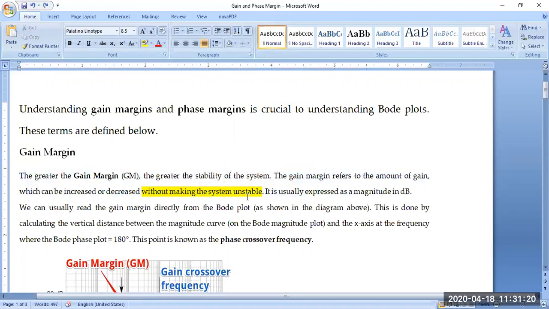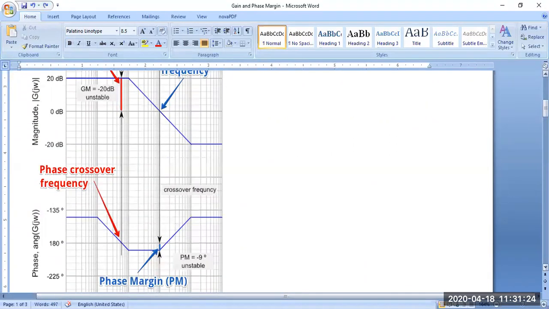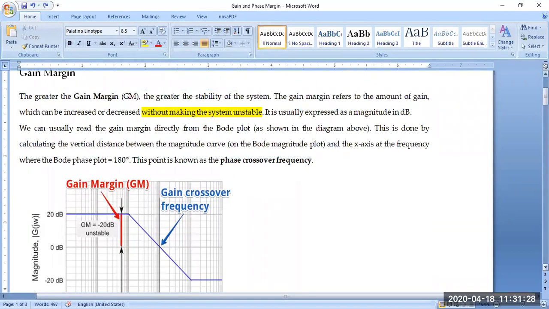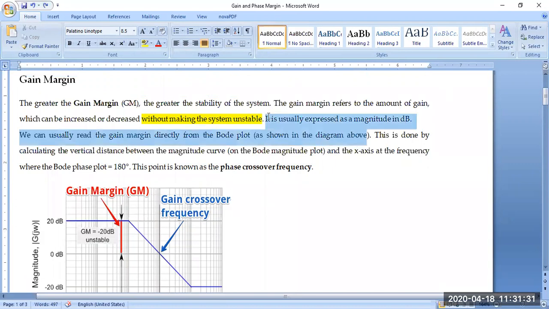So, you can increase or decrease the gain margin, but we must take care that the system should not become unstable. Now it is usually expressed in dB. So gain margin is expressed in dB.